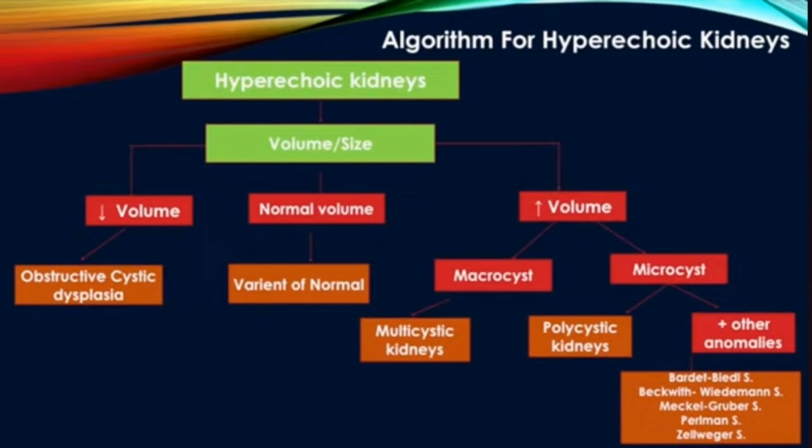Algorithm for hyperechoic kidneys. If there are hyperechoic kidneys on imaging, we have to look at the size of the kidneys. If the size is reduced, we have to think of obstructive cystic dysplasias. If the size is increased, we have to look whether there is macrocyst or microcyst. If there is macrocyst, we think of multicystic kidneys. Microcysts are mainly due to polycystic kidneys, and if there are other anomalies along with microcysts, we have to think of syndromic causes.